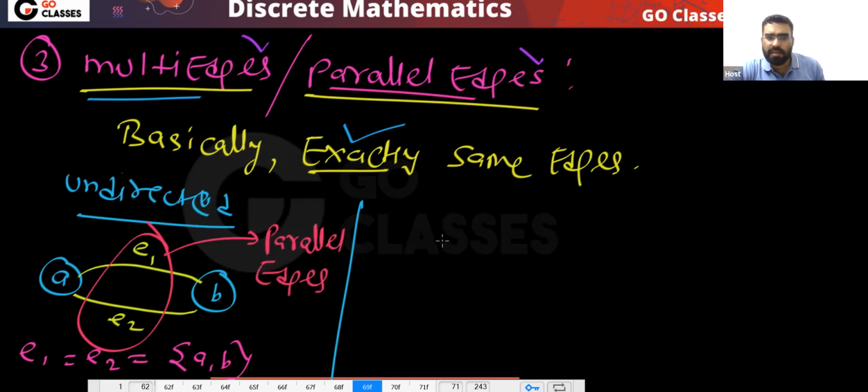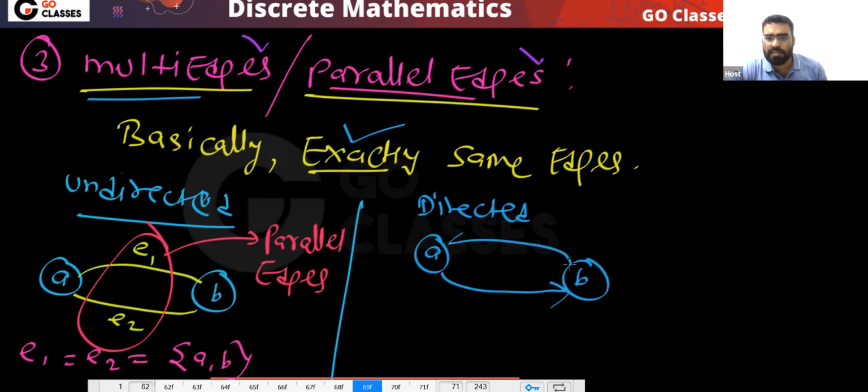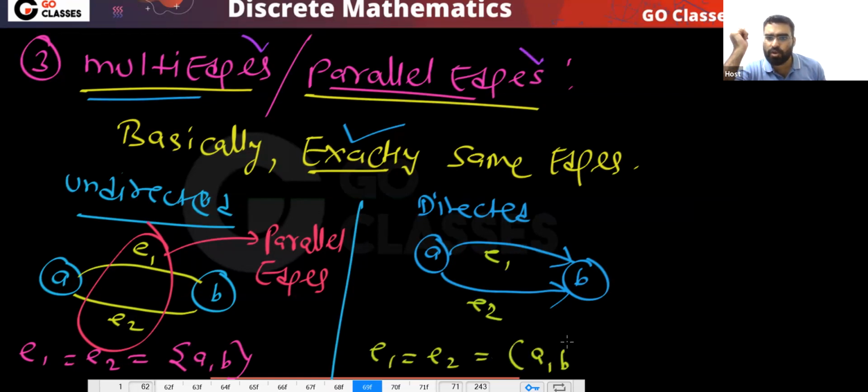Okay, if you have a directed graph, tell me, is this edge parallel to this one? Are they exactly the same? Are they multi-edges? They are not multi-edges because they are not the same. Now these two, E1 and E2, are they exactly the same? Yes, they are both from A to B. So this E1 and E2 are called multi-edges.